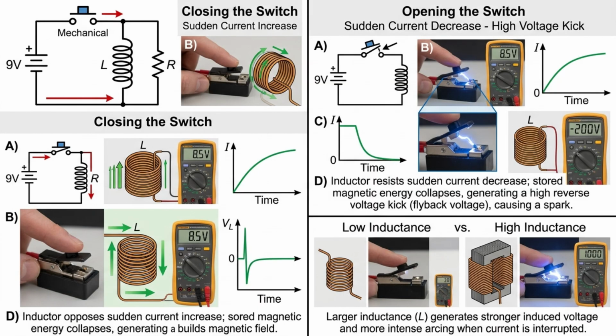The inductance value, measured in henries, determines how strongly the inductor resists changes in current. A higher inductance means a stronger induced voltage when current attempts to change, which directly affects circuit stability, filtering behavior, and energy transfer characteristics in both low-frequency and high-frequency systems.